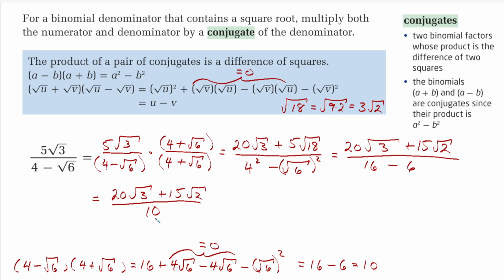The only thing left that we can do to simplify this is we can factor out each of these terms. The coefficients 20, 10, and 15 are all divisible by 5. So if you factor a 5 out of the top, you're going to get 5 times 4 root 3 plus 3 root 3. And if you factor a 5 out of the bottom, you're going to get 5 times 2. Okay, so 5 divided by 5 is 1, and those will go away, and we're left with our simplest form, which is just 4 root 3.